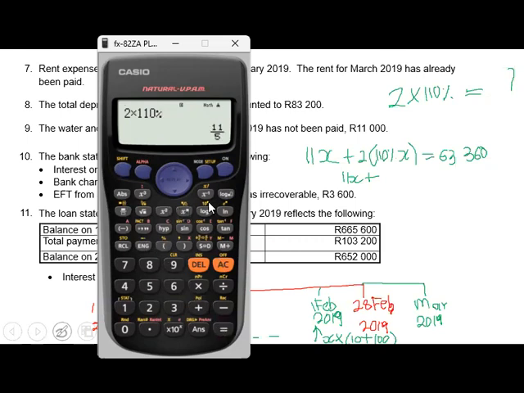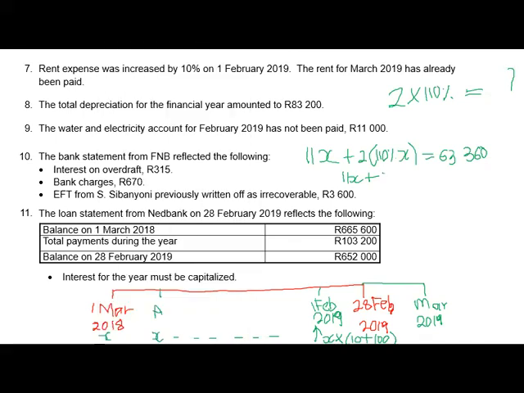It'll give me 11 over 5. Change it from that, it will be 2.2. So I'm going to add this 11x to 2.2x, all right? And this will still give me that 63,360.